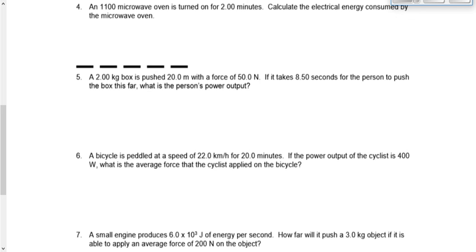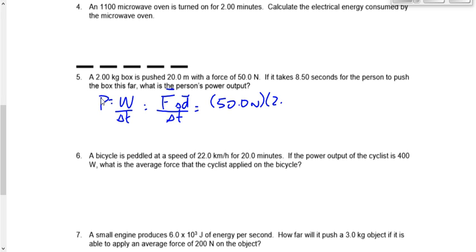We know that power output is work over time, and work we know is F times D. So if we want, we can just sub in F times D over T. Now, we could calculate work first and then plug the number into the equation, or we could just sub the equation into the equation. It doesn't really matter there. The force here is 50.0 newtons. The displacement here is 20.0 meters, and the time interval is 8.50 seconds.